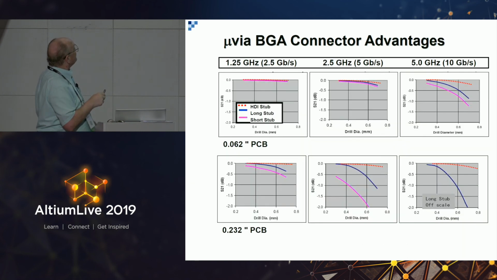And so here are some of the microvia. The blue is a drilled hole. The purple is a back drilled hole, a hole that's been drilled and then back drilled to make a short stub. And the dotted is the HDI. And you can see the dB loss as you go up in thickness and go up in frequency, how the microvias are much less loss than the mechanically drilled and back drilling.